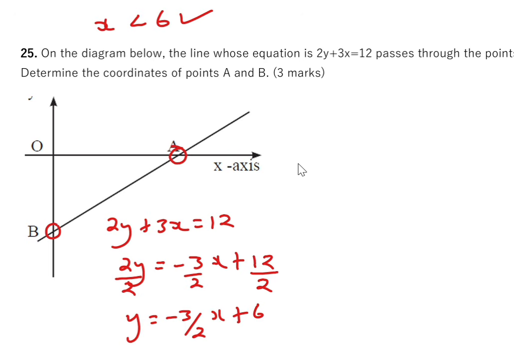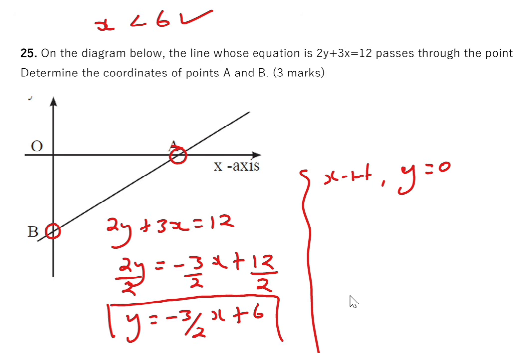So to get the coordinates of point A, it is the x-intercept because it is cutting the x-axis. You know that the x-intercept is when y equals 0. So where we have y in this equation, we put 0. So 0 equals negative 3 over 2 x plus 6.